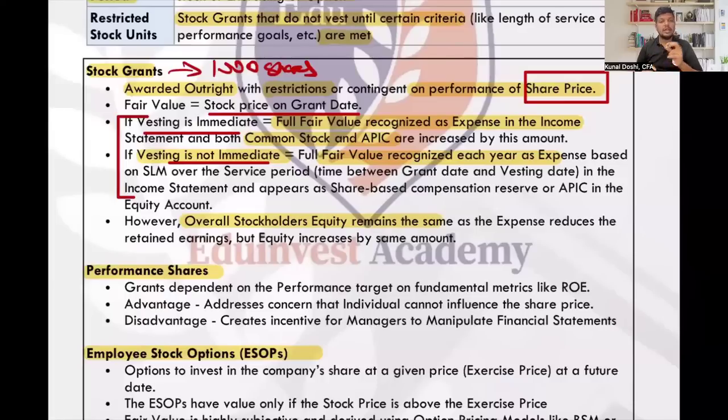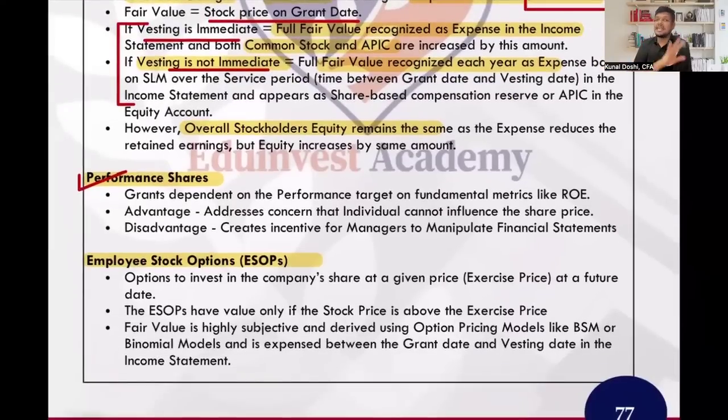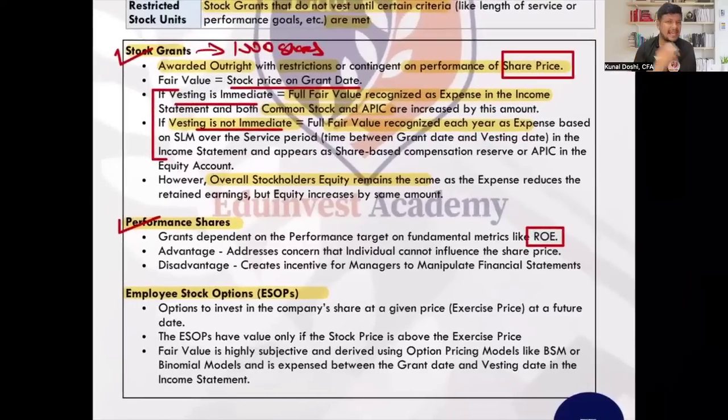Got it? Here, the difference between stock grant and performance share is that both are the same. The structure and everything is the same. Just that in stock grant, they are based on the performance of the share price. In performance shares, they are not based on share price. They are based on some metric called ROE. Share price cannot be controlled by management, but ROE, return on equity, can be controlled by management.